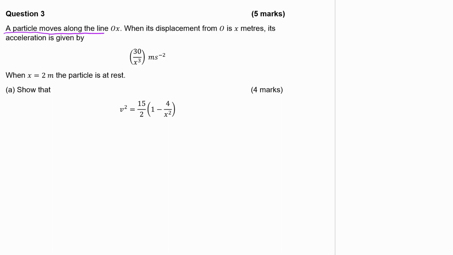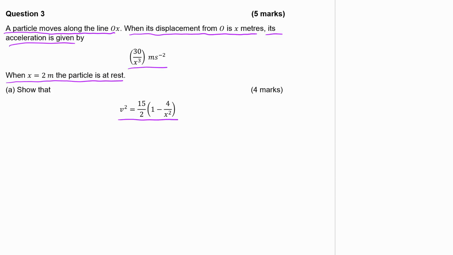A particle moves along the line OX. When its displacement from O is x meters, its acceleration is given by this expression here. When x equals 2 meters, the particle is at rest. We want to show this.